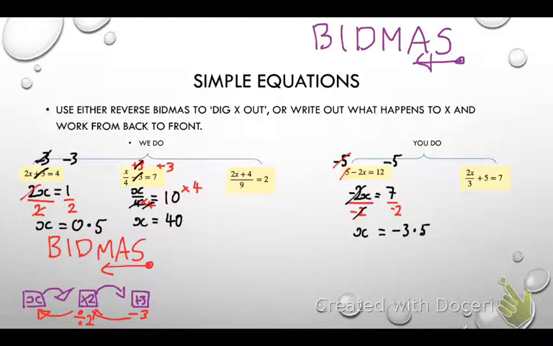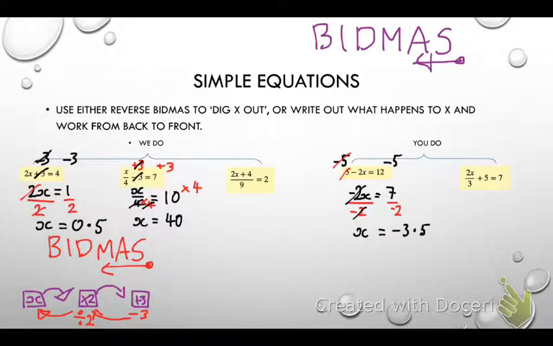Okay, have a crack at the second one in the you do column now. Hopefully it's fairly straightforward. Look at what's happening to x, and then reverse that. So pause it now, go through it, and I'll run through the answers for you.